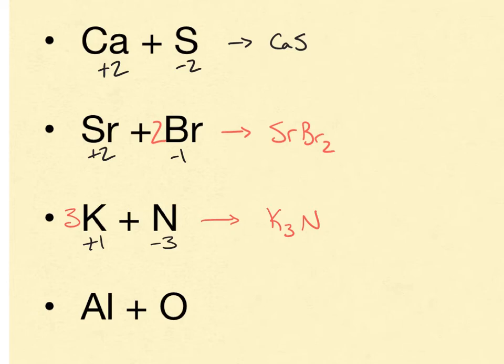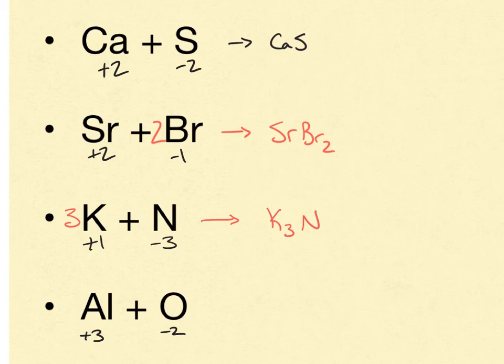Now I hope you're getting the hang of it by now, but let's do this last one, which is the most difficult one of all by far. If I take a close look at the ions, the aluminum is a +3 charge, and the oxygen is a -2 charge. Essentially what I'm trying to figure out at this point is the lowest common multiple of +3 and -2, or just 3 and 2. And the answer is 6.